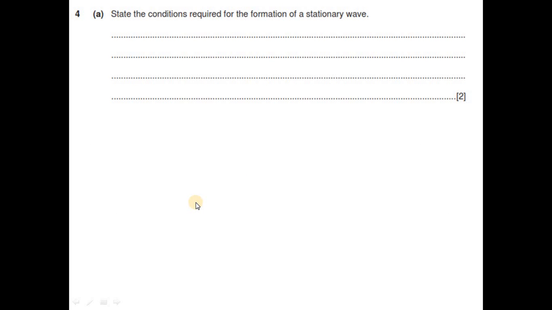Question number 4, state the condition required for the formation of stationary waves. So stationary waves form when two waves move in opposite direction, one coming from left and the other coming from right. If these waves are coherent, that means same type of waves, same amplitude and period, then after superposing or overlapping, they give us a pattern of nodes and antinodes, or stationary waves. So the conditions are two coherent waves moving in opposite direction.